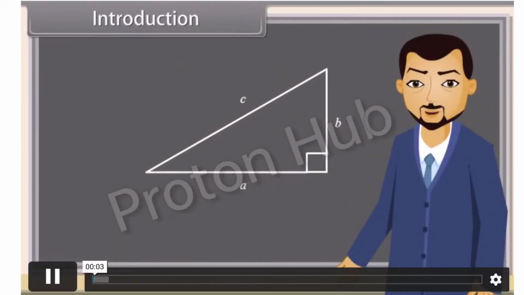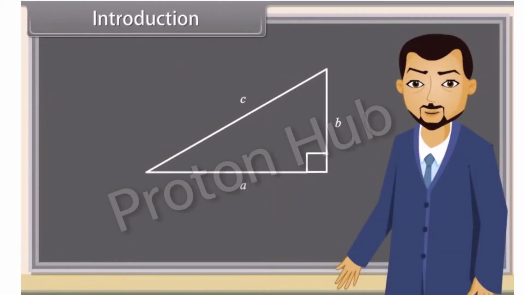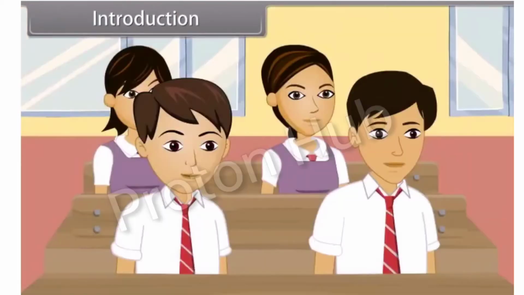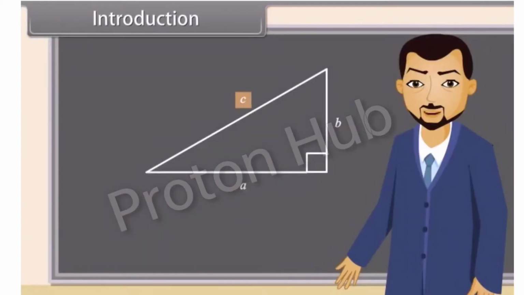Students, this is a right-angled triangle. Can you tell which side is the hypotenuse? C is the hypotenuse. Yes, C is the hypotenuse. So by the hypotenuse theorem, C square is equal to A square plus B square. We will prove some trigonometric identities.